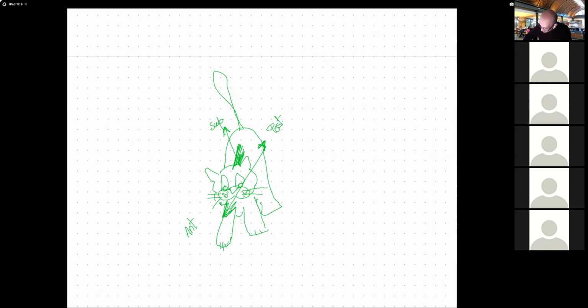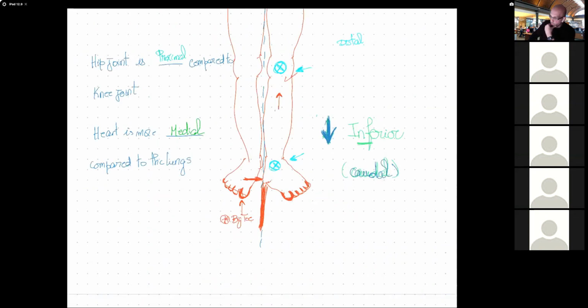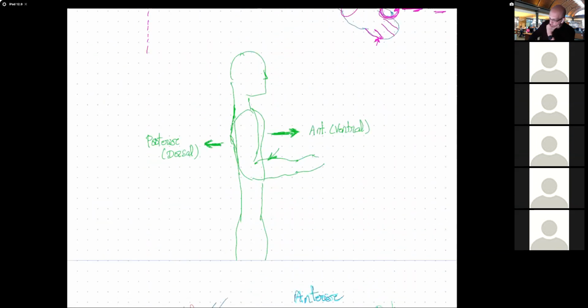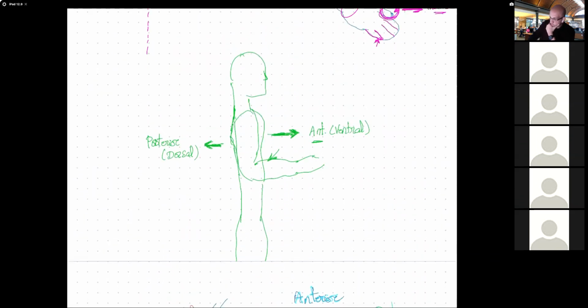And the belly here, it's not anterior. So ventral for the cat is going to be inferior. You see the difference? So ventral for humans is going to be anterior, and dorsal is going to be posterior.